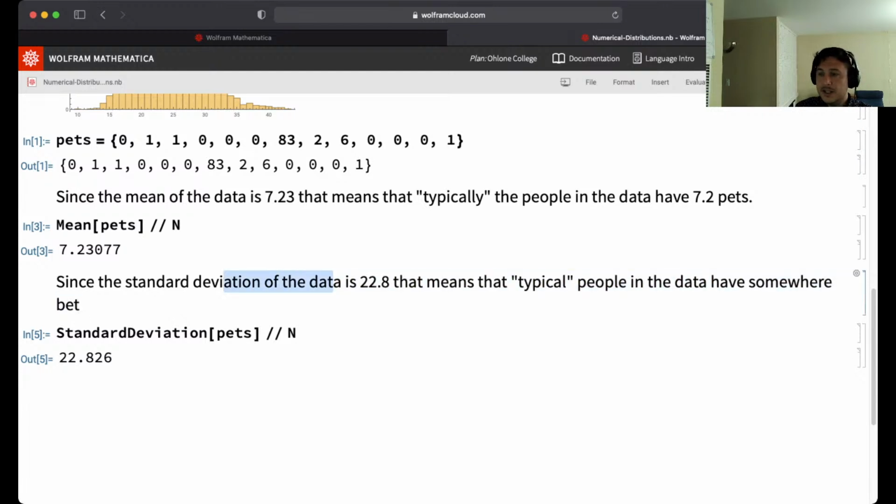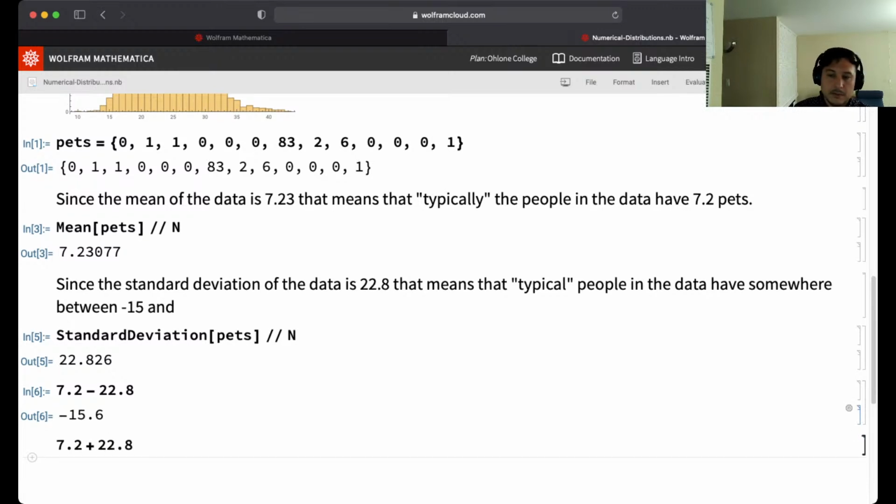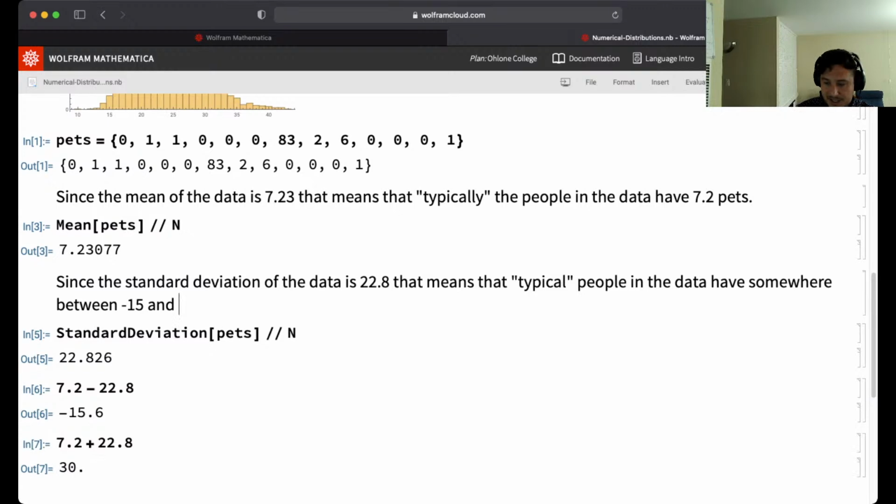Okay, since the standard deviation of the data is 22.8, that means that typical people in the data have somewhere between... so what we need to do is 7.2 minus 22.8. Somewhere between negative 15, and the other number you need to know is 7.2 plus 22.8. Somewhere between negative 15 and 30 pets. Now, obviously you can't have negative 15 pets, right? So, does it make sense we just disregard that for now?